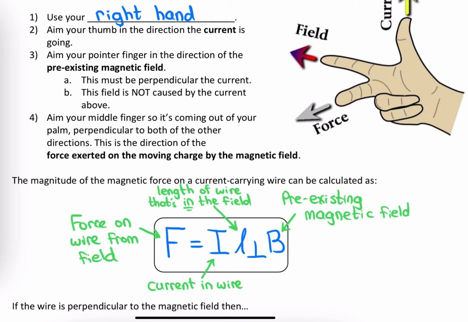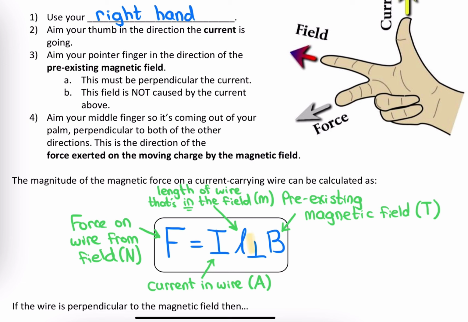It's probably worth just really briefly throwing some units in here. So the magnetic field, as always, is going to be measured in teslas. The current, as always, is going to be measured in amps. Length of wire, that's going to be in meters. And force, that's going to be in newtons.